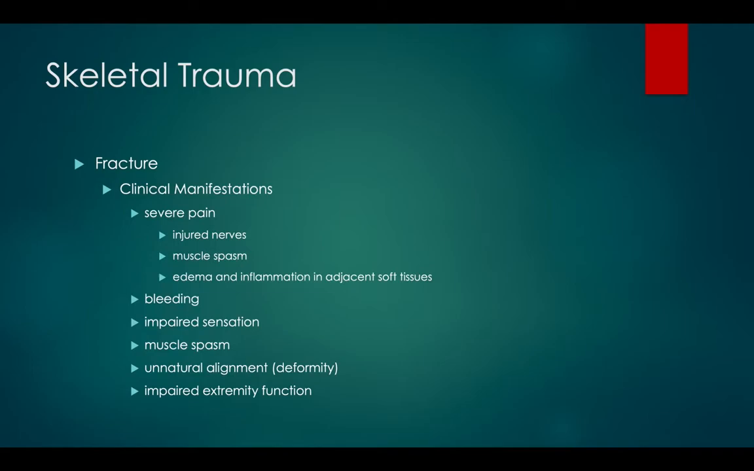Not only do you have injury to the nerves that run near the bones, you get the muscle spasms, you can also get edema and inflammation of the adjacent soft tissues, which has to be managed. And all those things together cause severe pain. You can have bleeding like we talked about, impaired sensation, unnatural alignment, deformity of the bones, and impaired function of wherever that bone is.